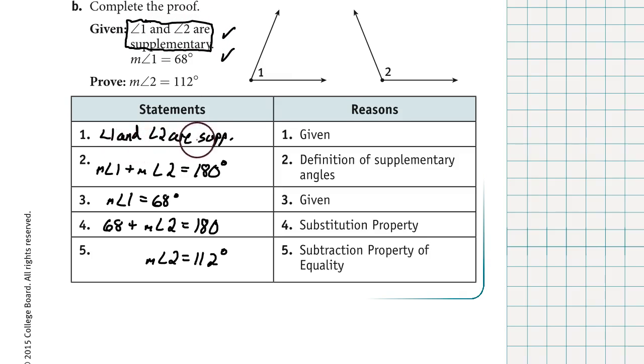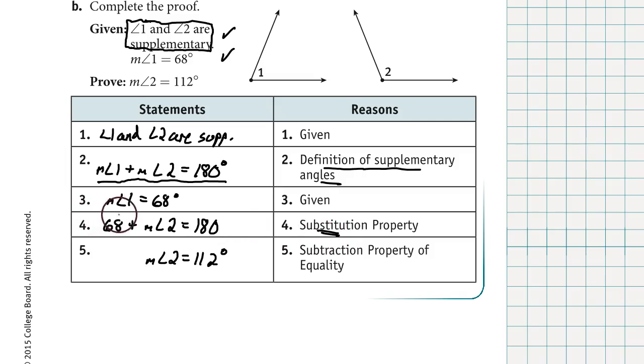If angle 1 and angle 2 are supplementary, then we can use the definition of supplementary angles to make this statement. If you add them together, it equals 180. In the next step, the reason was given, so I filled in the other piece of given information. Now in the fourth step, it says that something was done and the reason for doing it was the substitution property.